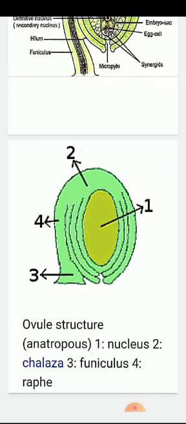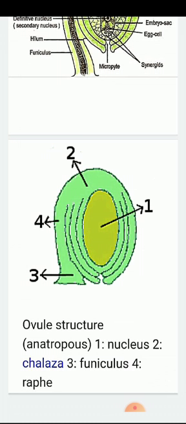So students, in this slide you can see the simple structure of ovule. The first portion is the nucellus, not a nucleus, that is a nucellus. We can also call it nucellar cells. This is the outer side of the embryo sac, which has a high amount of nutrients. The second portion is chalaza, that is the basal part of this ovule.